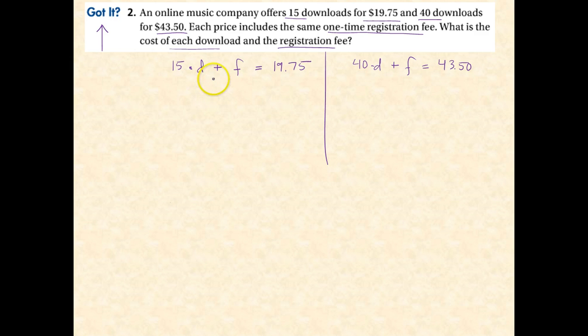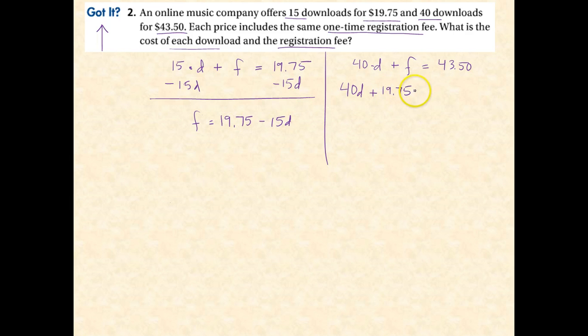Alright, I need to solve one of these for f. So if I subtract 15D from both sides here, I get f equals 19.75 minus 15D. And now I can substitute that in for f here. So 40D plus my f expression, which is 19.75 minus 15D, equals $43.50. 40D minus 15D is 25D.